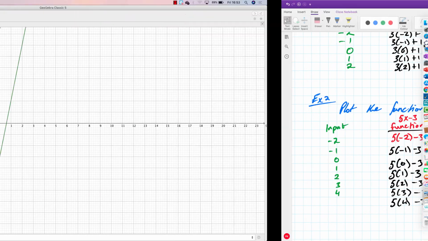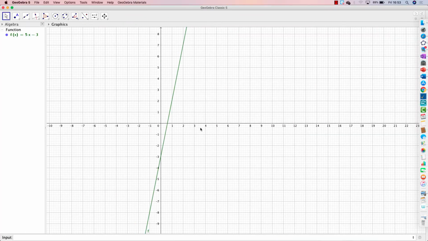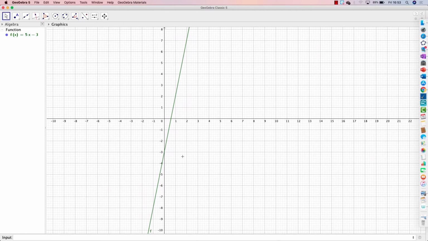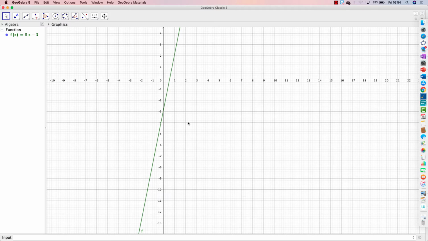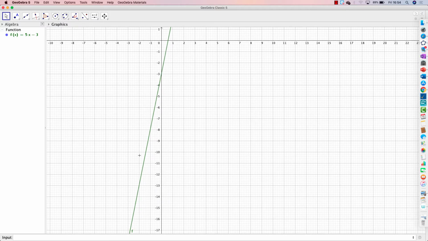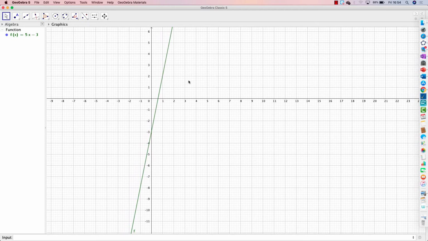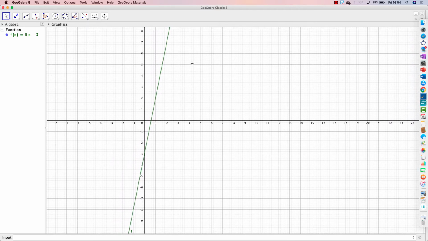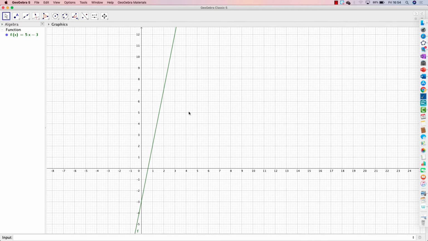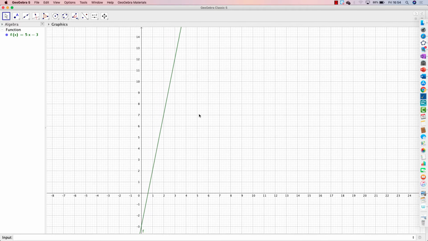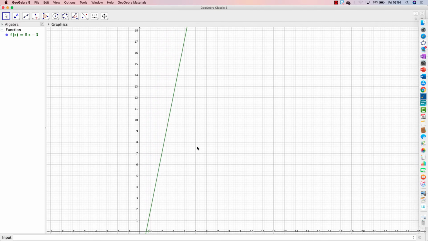There's a shorter way, an awful lot of teachers don't show it, and there's your graph. That's what your graph should look like. There's your minus 2, minus 13, there's your minus 1, minus 8, there's your 0, minus 3, 1, 2, 2, 7, 3, 12, and 4, 17. There's all your points up there.